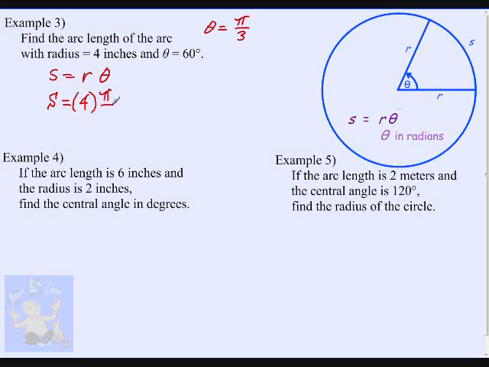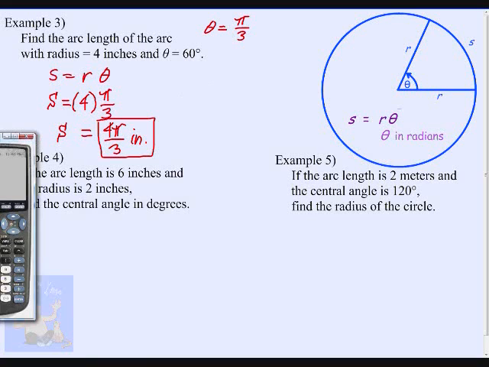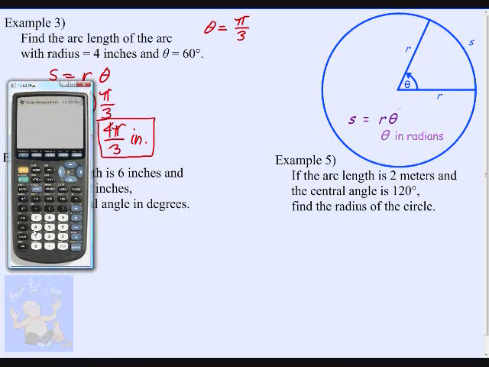Pi over 3. So our arc length is 4/3 pi. Now I should have inches, shouldn't I? Inches. That's a perfectly acceptable answer to me. I like it. It's exact. However, if you're actually talking with somebody other than a mathematician, they might like to see this in decimals. So let's pull this over and we'll figure out what it is in decimal.